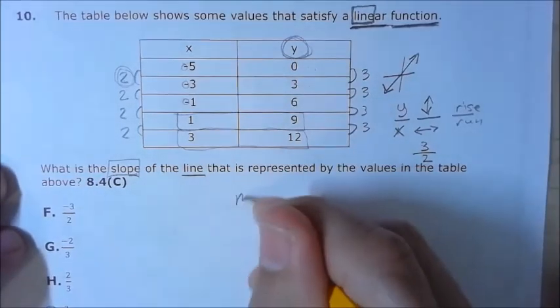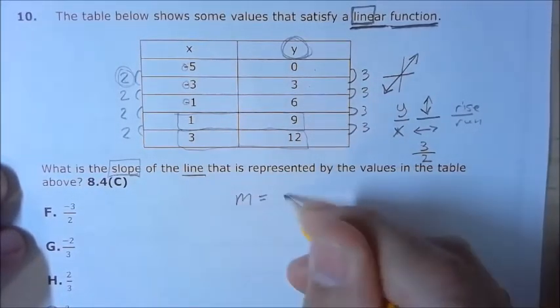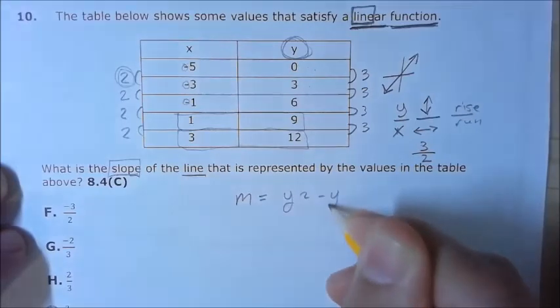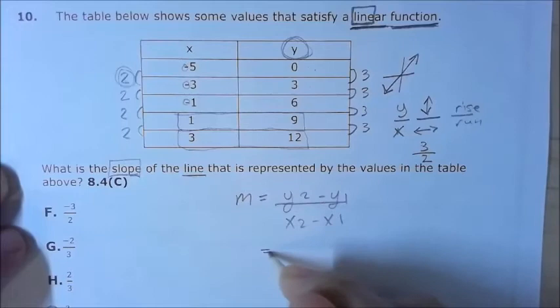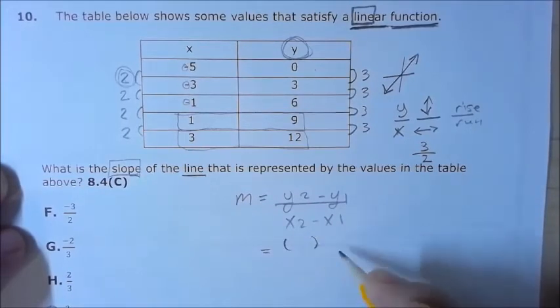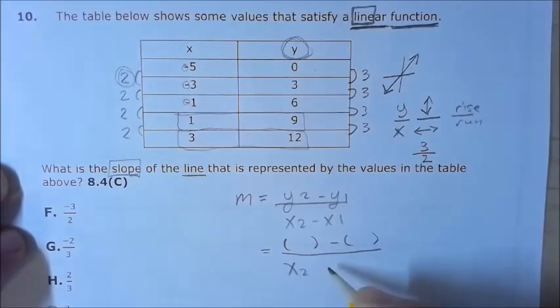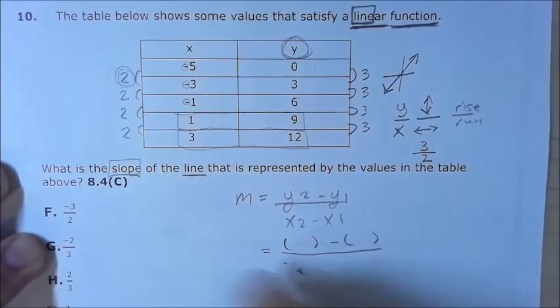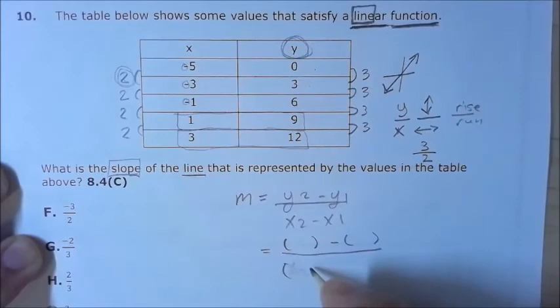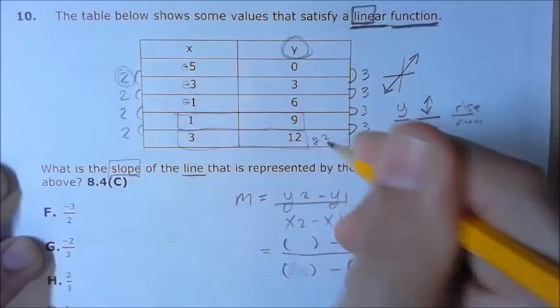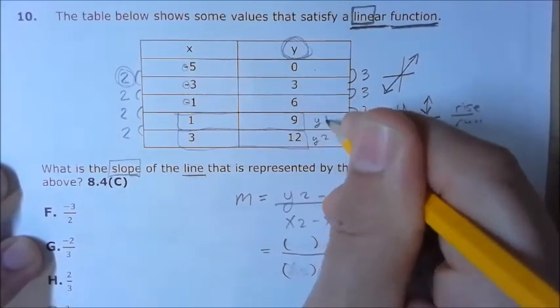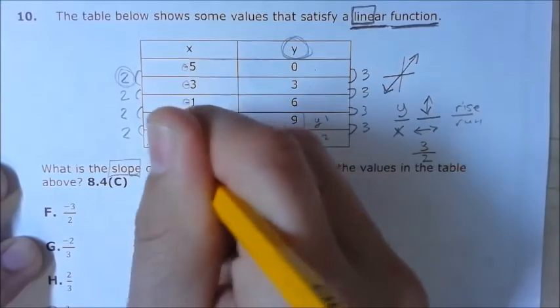So remember our formula. When we look for slope, m is equal to y2 minus y1 over x2 minus x1. So now I'm going to plug in my numbers. So I'm going to have my y2 minus my y1 over my x2. Oh, I shouldn't write x2. Let me put parentheses because we're going to plug in a number. Minus x1. So now we just got to label them. I'm going to call this my y2. And I'll call this one my y1. This would be my x2. And this would be my x1.